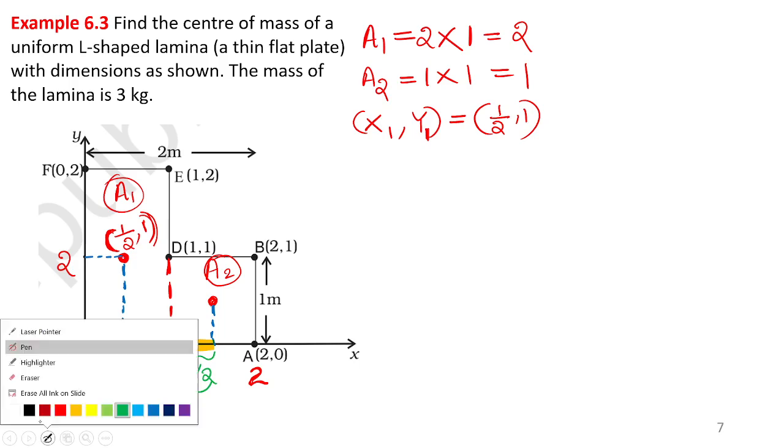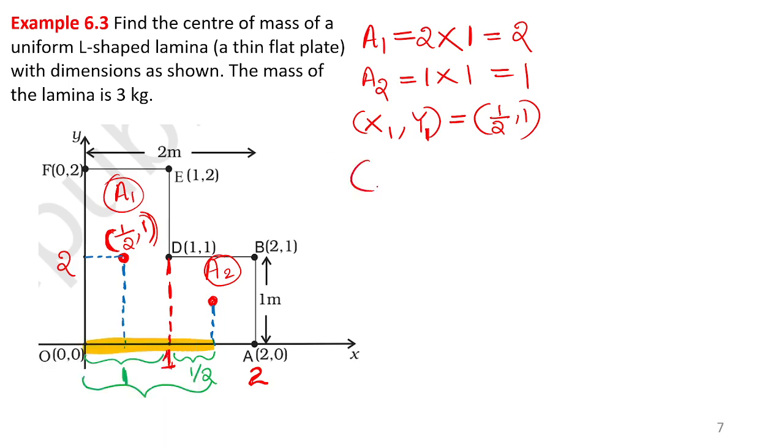1 plus half. Let me write it. After that you can ask me doubts. X coordinate of the center of mass of A2 will be 1 plus half. 1 plus half will be 3 by 2. Let me complete it.